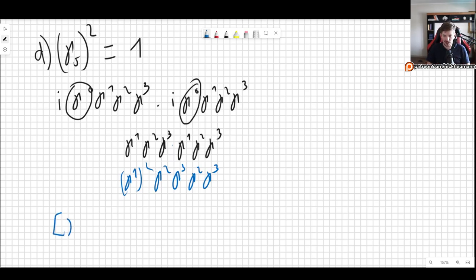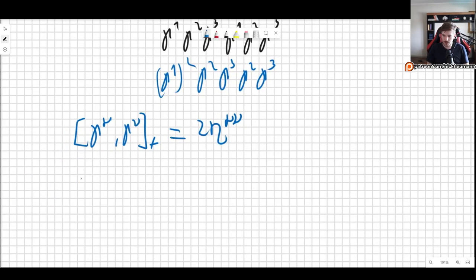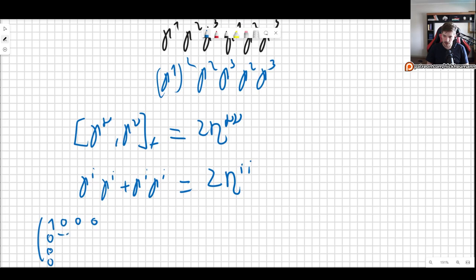Well, we go back to the Clifford algebra, right? Which is the anti-commutator of gamma mu, gamma nu is equal to 2 times the metric eta mu nu, the mu nu-th element of the metric. All right, so for the case gamma i, when they are the same, we get gamma i, gamma i plus gamma i, gamma i, this is equal to 2 times eta ii. But the metric we know is 1, 0, 0, 0, 0, minus 1, 0, 0, 0, 0, minus 1, 0, 0, 0, 0, minus 1. So all the ii's, which go from 1 to 3, are these 3 elements. So they are all minus 1. So this is always minus 2.